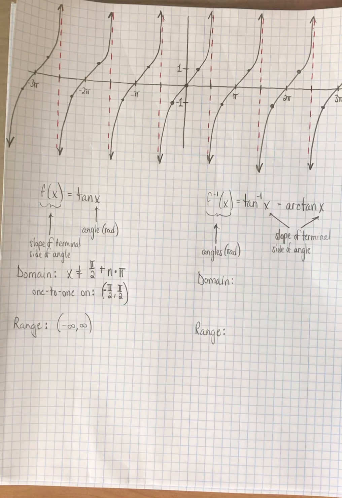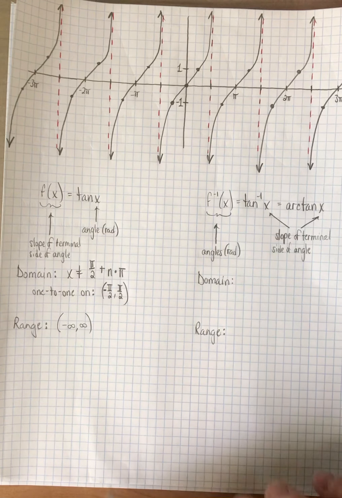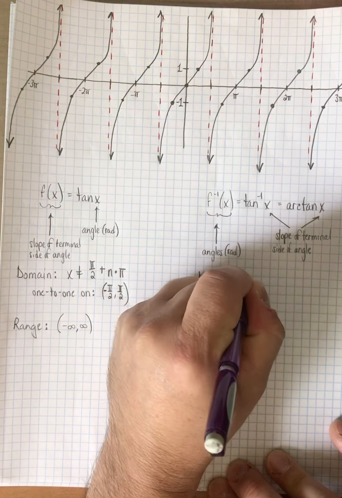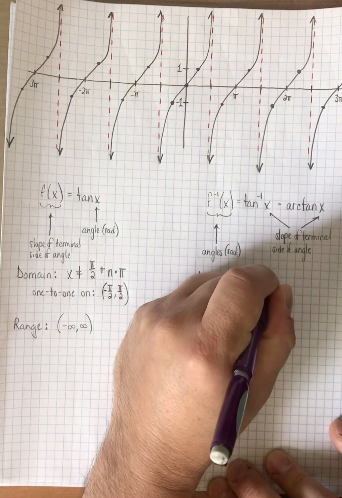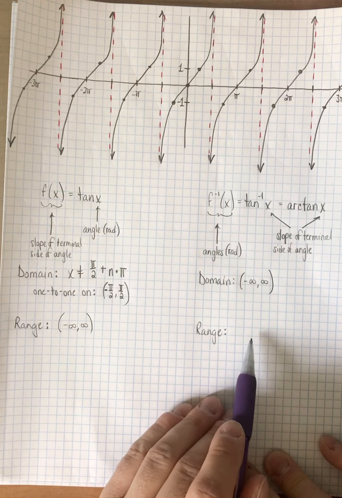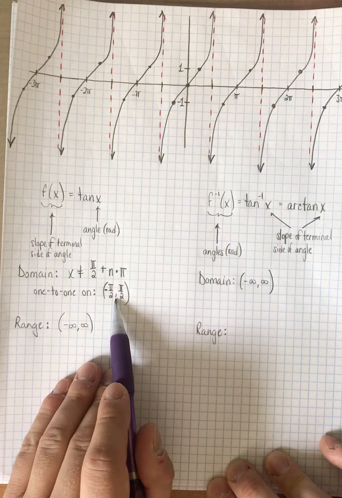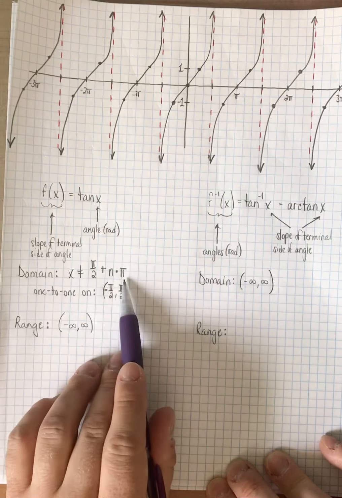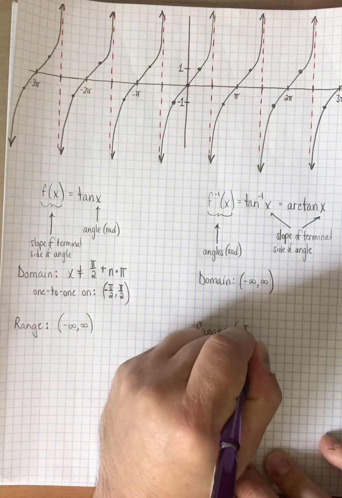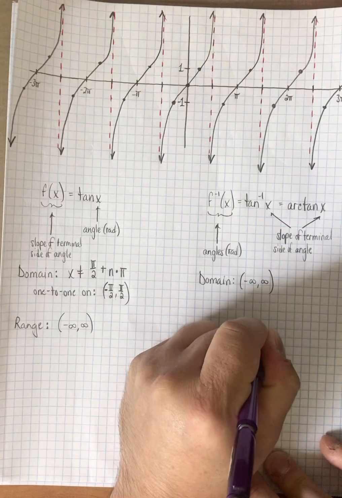So the domain and range then should be fairly simple. We just have to interchange them from what they were for the original tangent function. So if the range of tangent was negative infinity to infinity, then the domain of inverse tangent is negative infinity to infinity. As for the range of the inverse tangent, we must use the restricted domain, not the original. So the range of the inverse tangent function is negative pi over 2 to positive pi over 2.